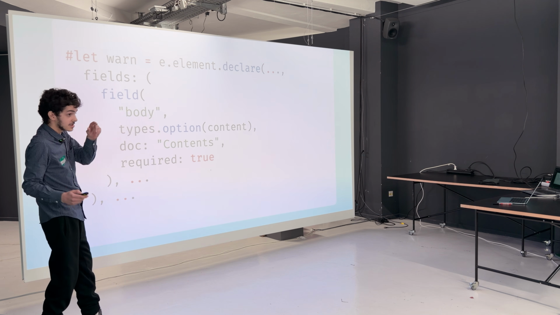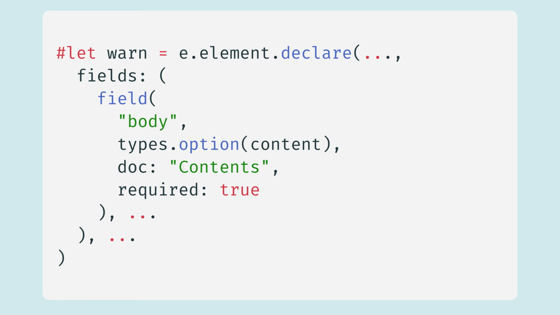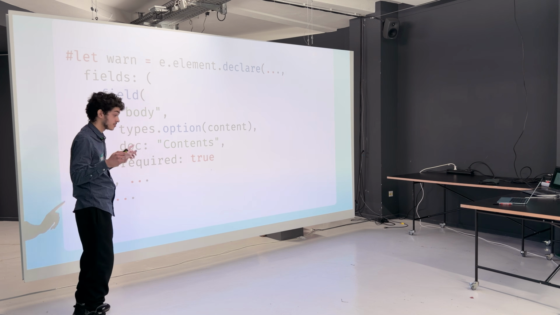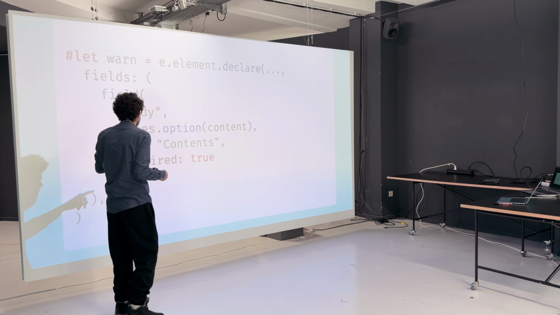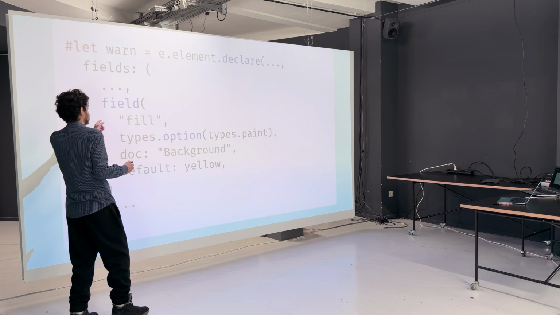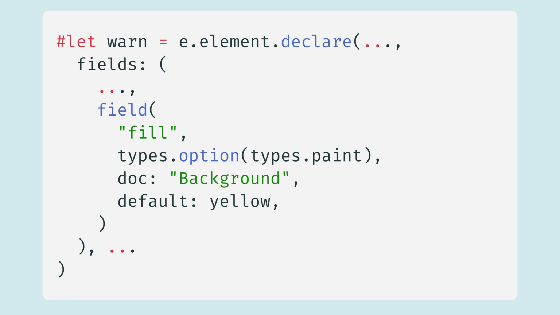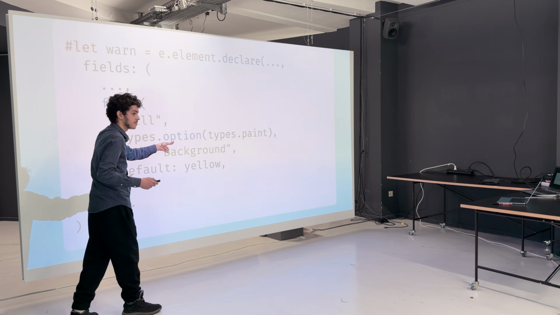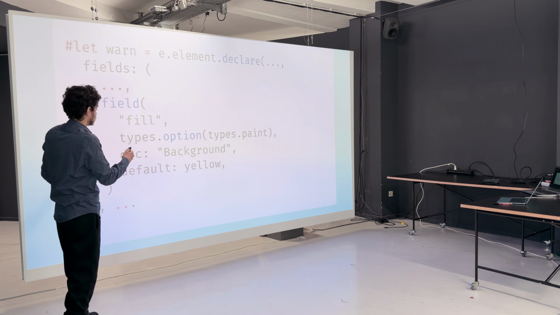And then you start declaring the fields. So basically, for a field, you can give it a name, a type, which Elembic is actually going to enforce. It's going to give type errors. It has documentation for the field and whether it's required or not, which is for the field which is not required, so it has a default, right? A default value of yellow. So the default fill is yellow, right?